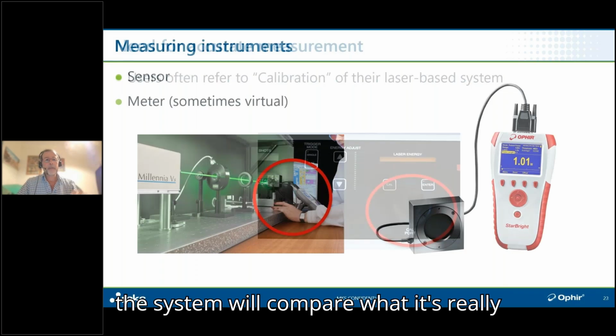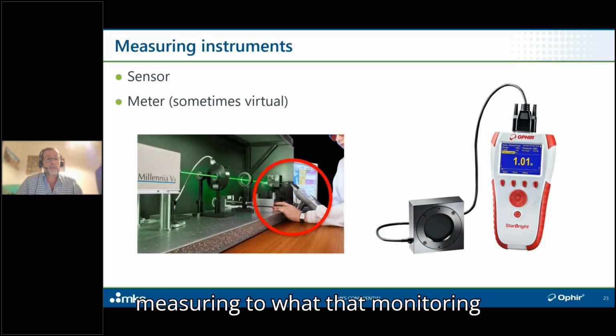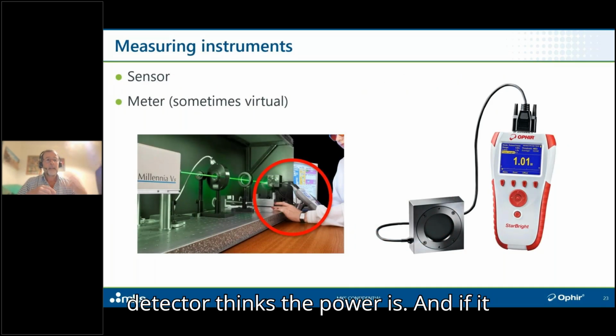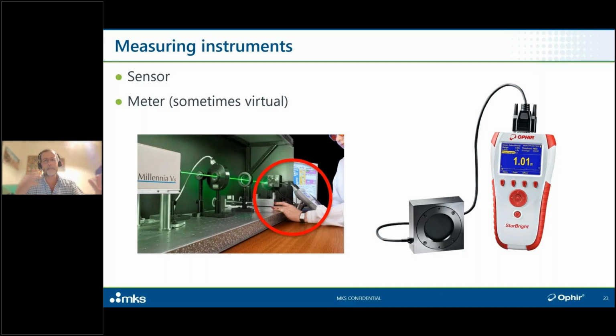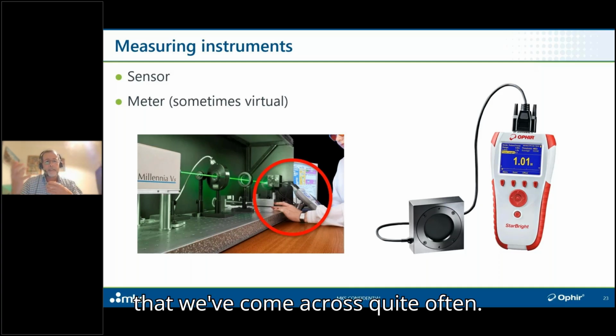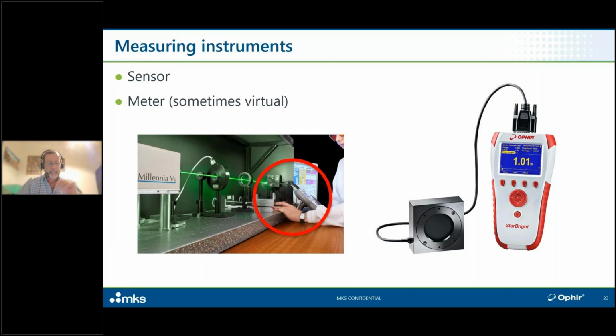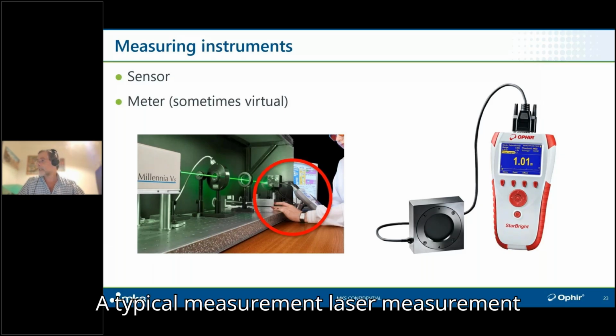Okay, a typical laser measurement instrument consists of two parts, a sensor and a meter. In the old days at Ophir, we used to call them a head and a display, but now we call them a sensor and a meter because it's a bit more of an accurate description of what each one does. The sensor is the laser-facing end, the input end.